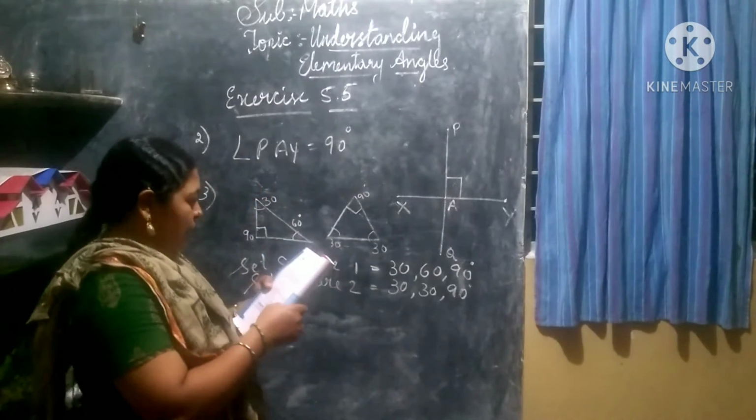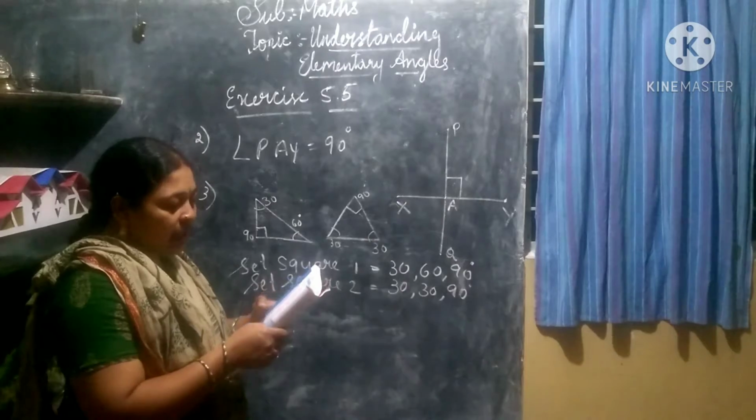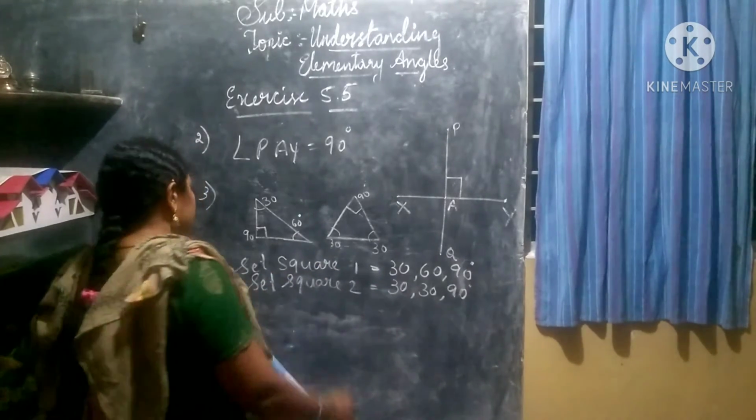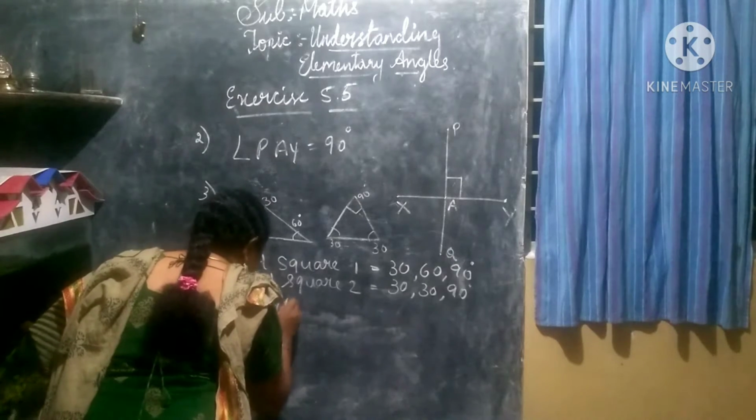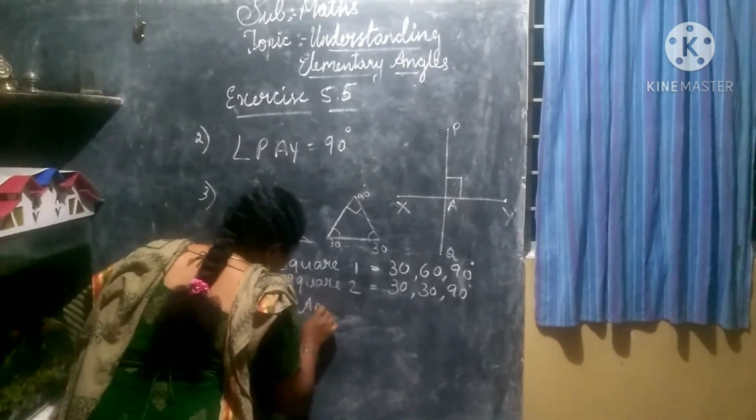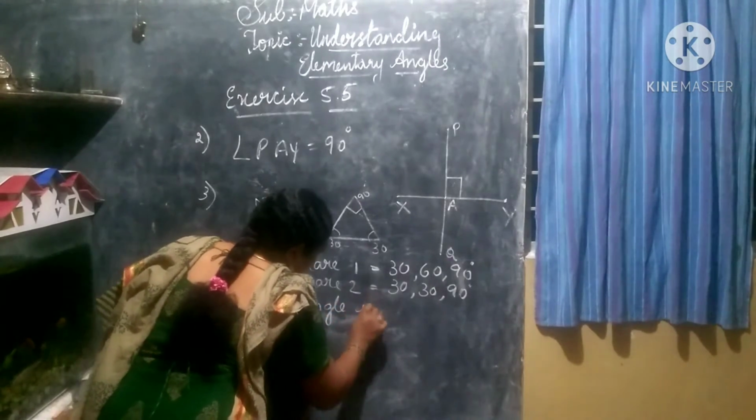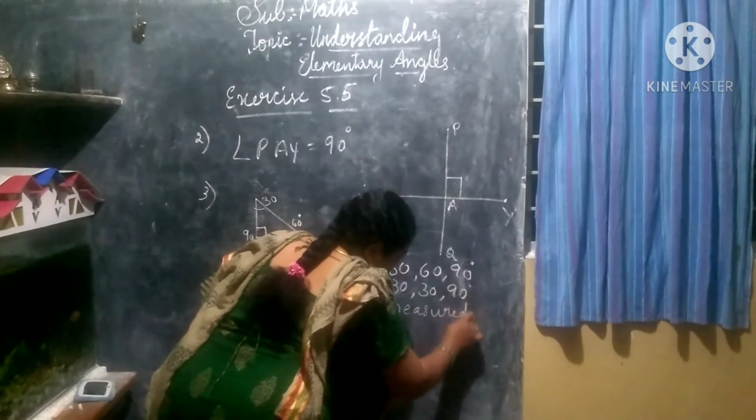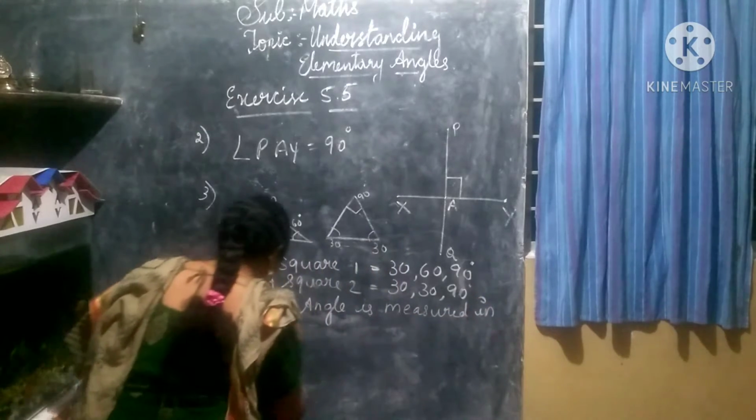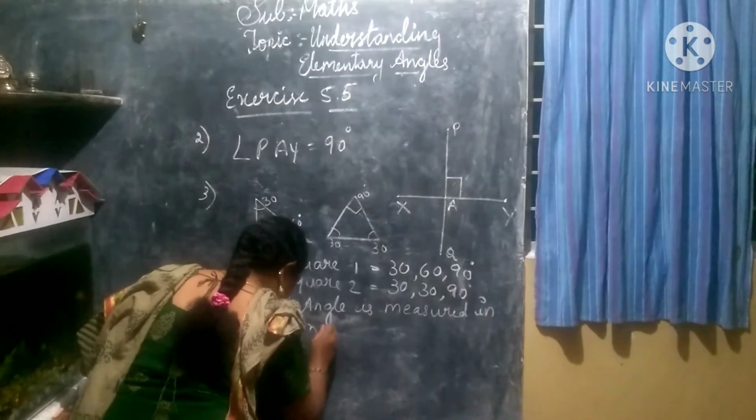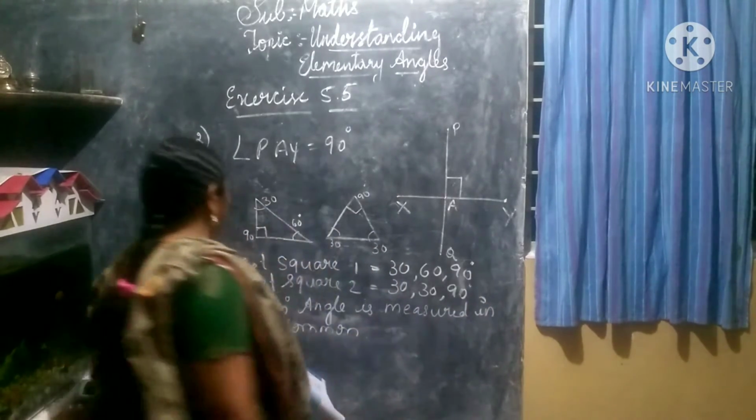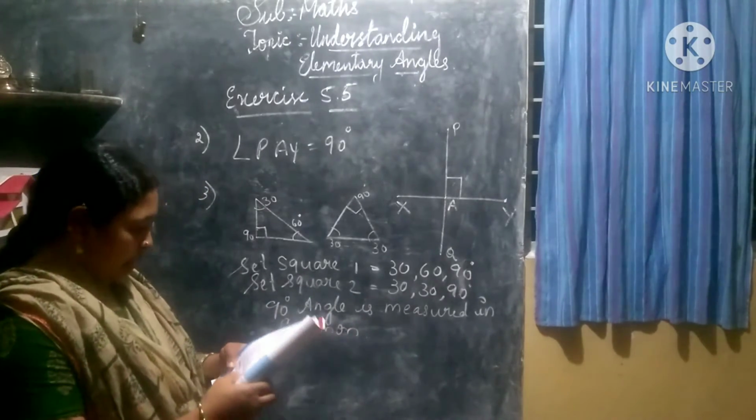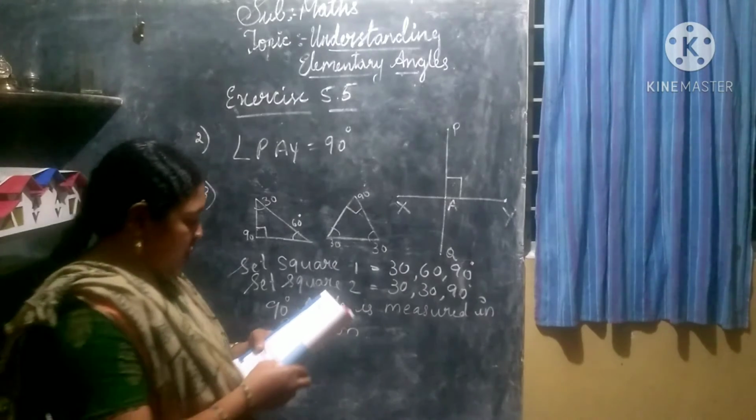What is the question? Do you have any angle measured in common? What is the angle measured in common here? So 90 degree angle is measured in common. So we have 90 degree measured in common. So let us go on to the fourth question.